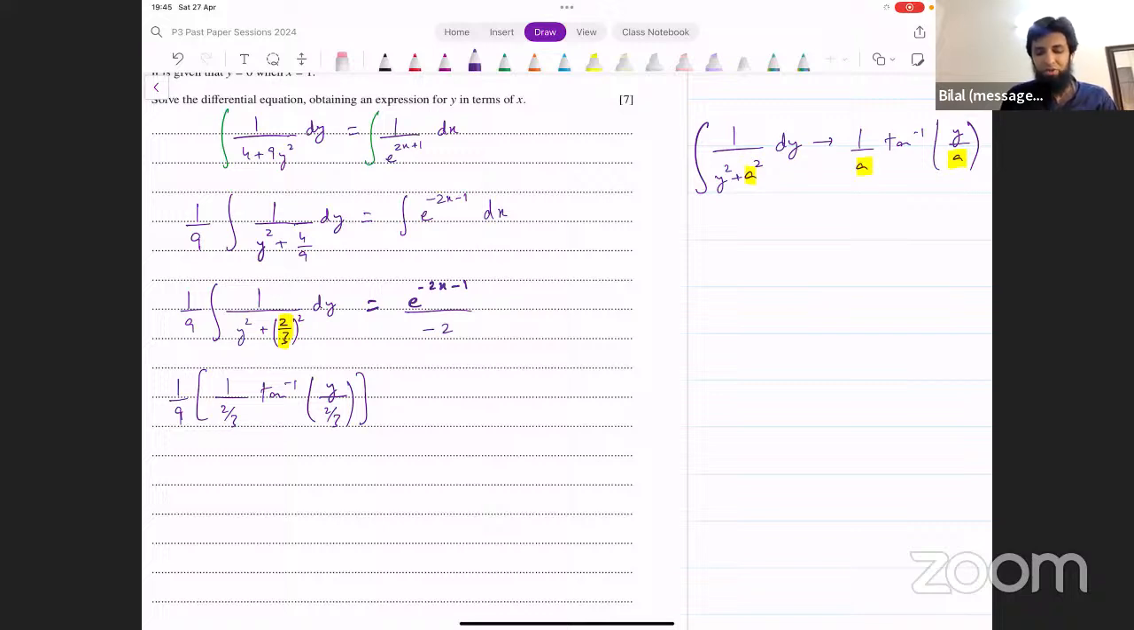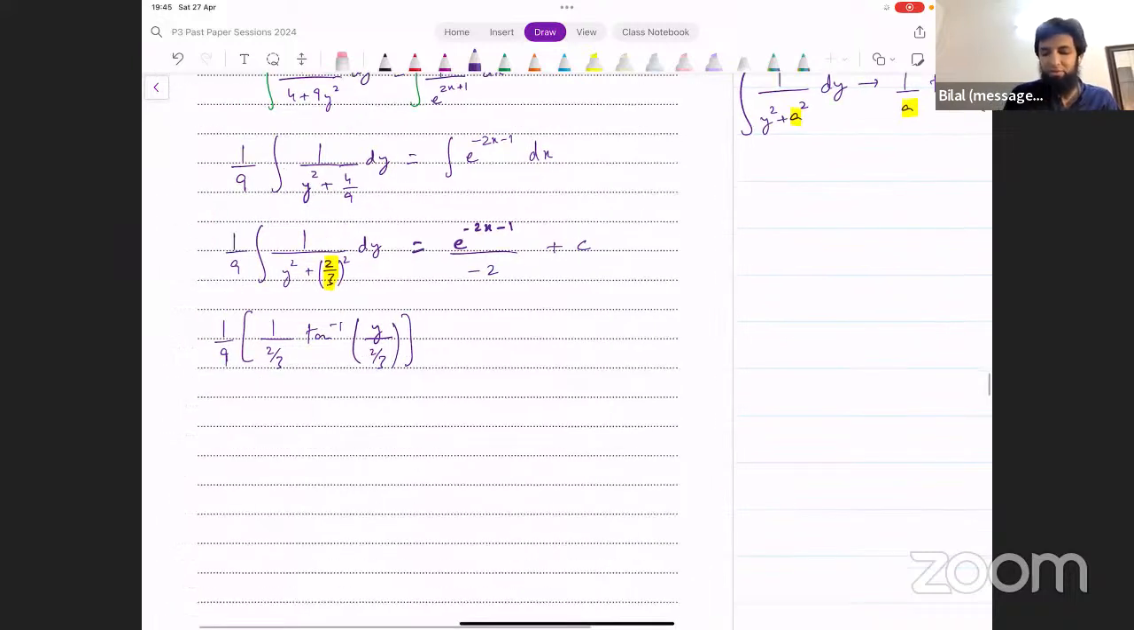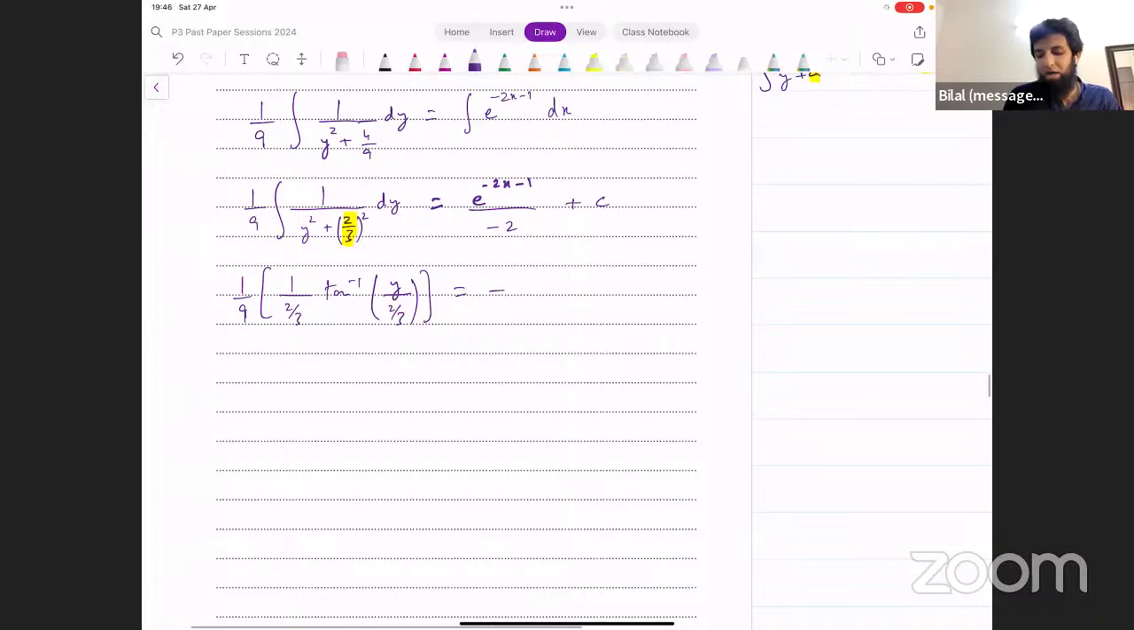Once you're done with the integration bit, you put a plus c here as well. You put plus c on any one of the two sides. And I'm putting that on the right side here. That's the integration. Now let's simplify both sides a bit. On the right side, I've got minus 1 over 2 e raised to the power minus 2x minus 1 plus c. This is what I'm getting after integration. Now let's simplify both sides and find the value of c after that.